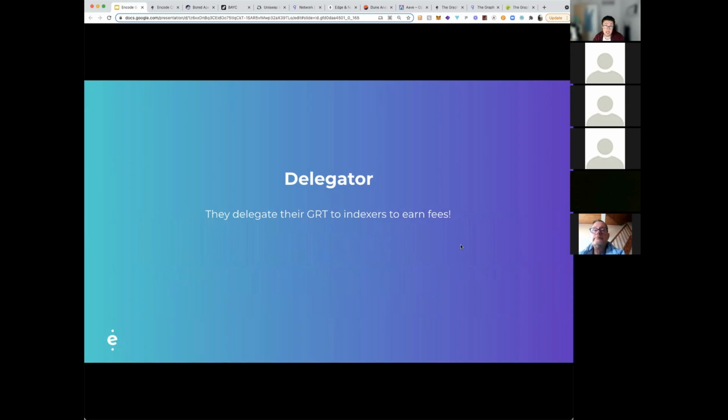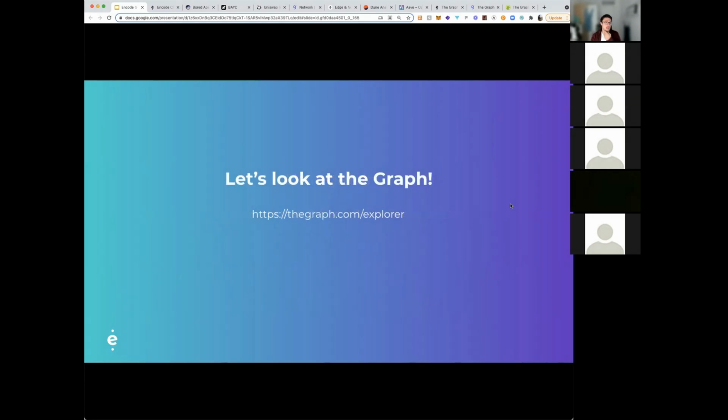So let's say you have a ton of GRT, but you don't want to be an indexer. You can't be bothered. You can be a delegator, and you can give your GRT to an indexer, and that can increase their reputation. So that's kind of cool. You can do that with any amount of GRT. I'm going to now take questions, and then look under the hood a bit, and some cool stuff.